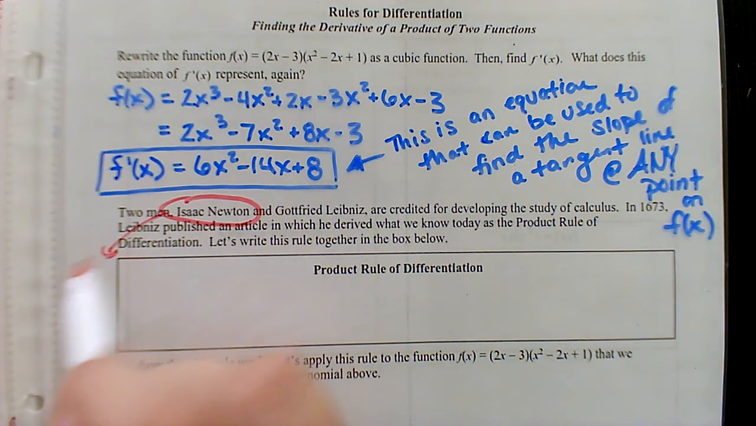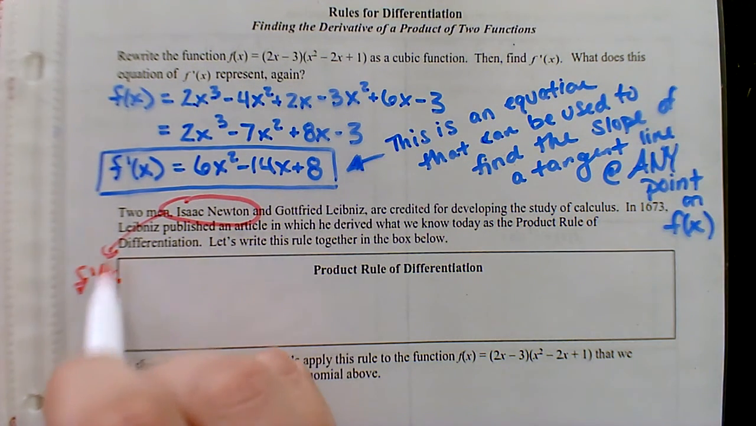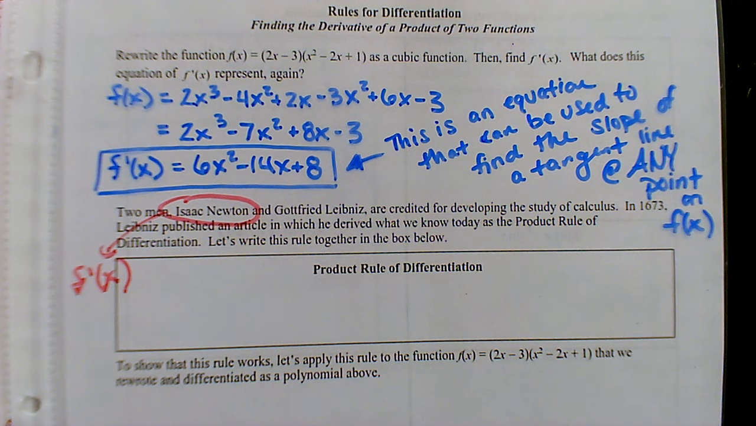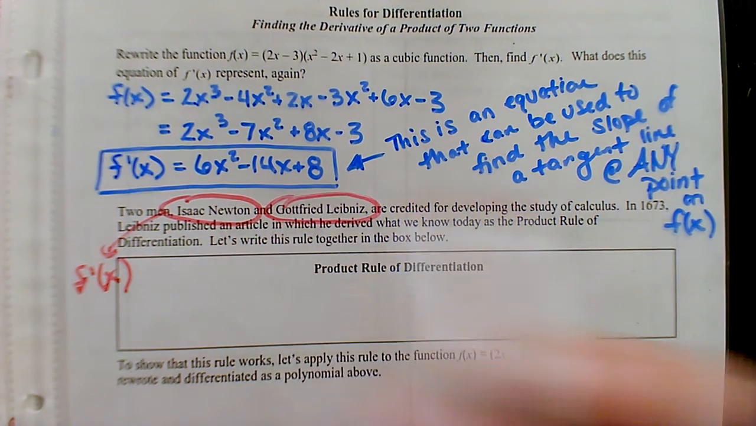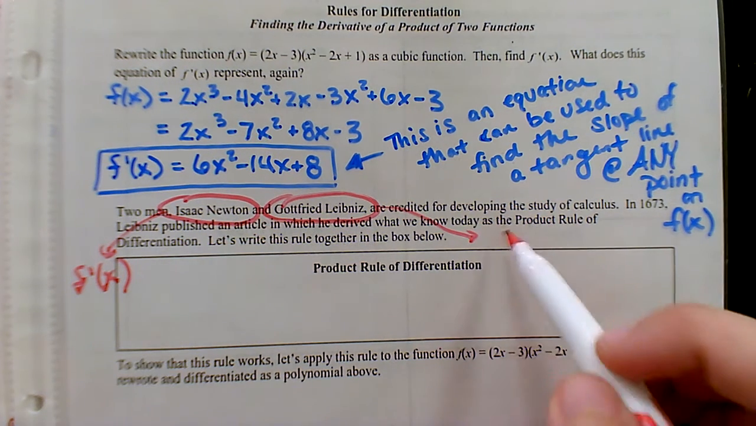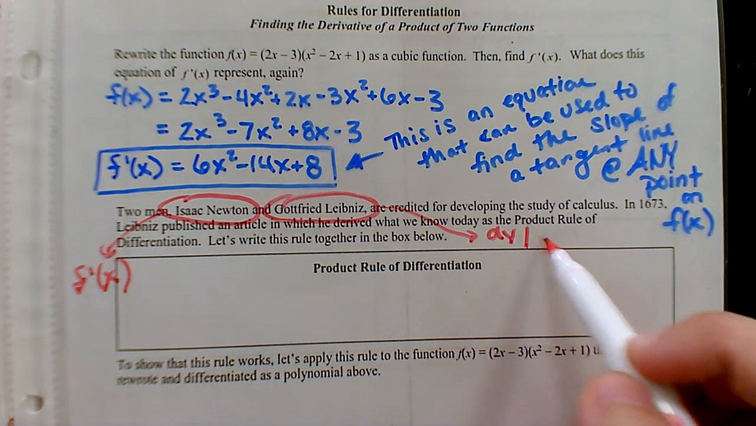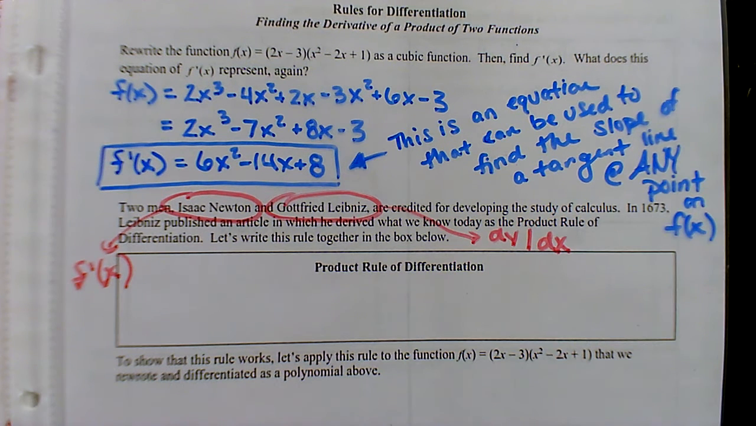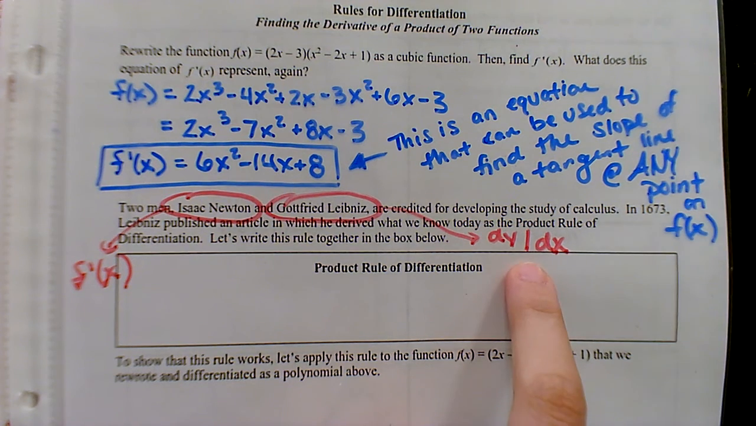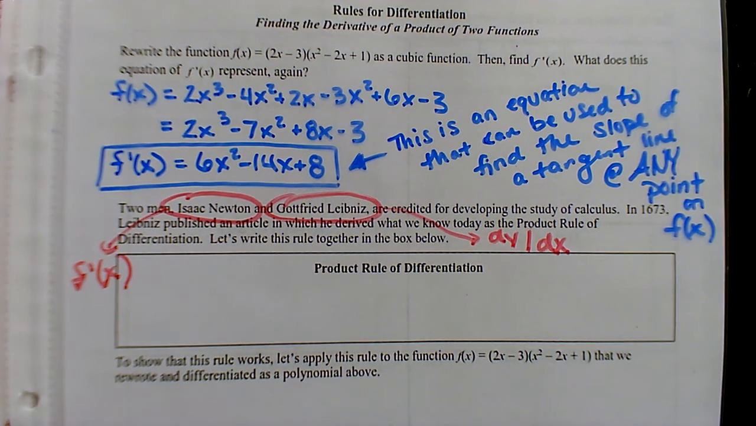Newton used the notation f prime of x to denote a derivative. Okay, that's what we're used to using so far. That's what we've seen. Leibniz, on the other hand, used something that looks like dy over dx. I'm not sure if you've seen that notation or not, but this is just another symbol that represents a derivative. And I want to take a second and talk about where this actually comes from.